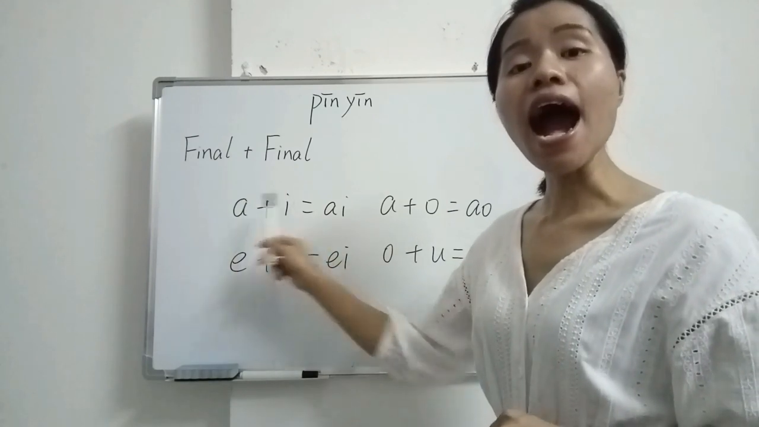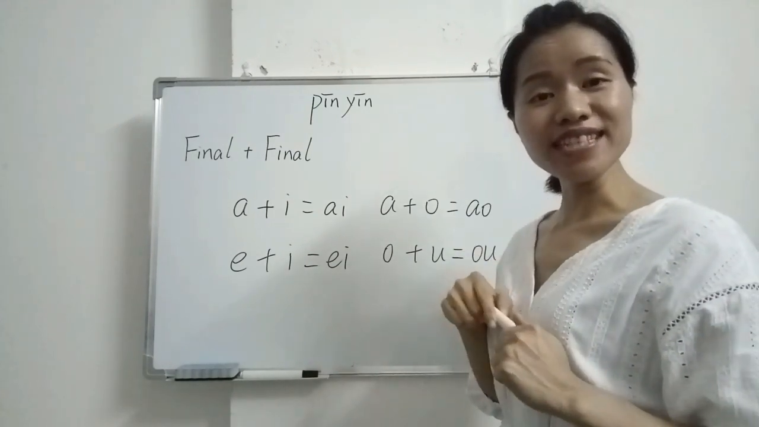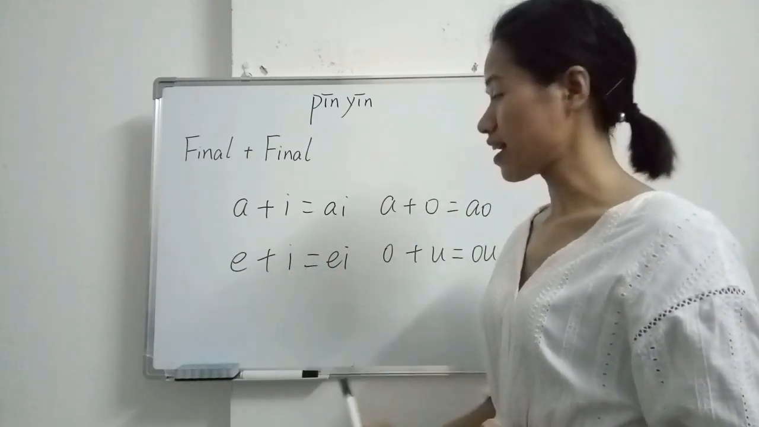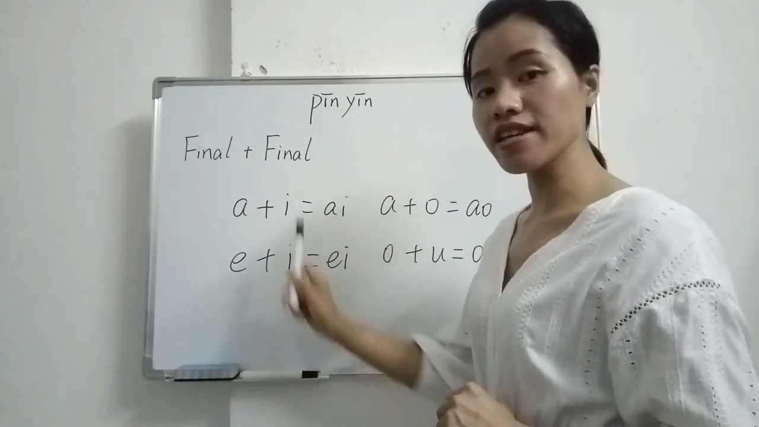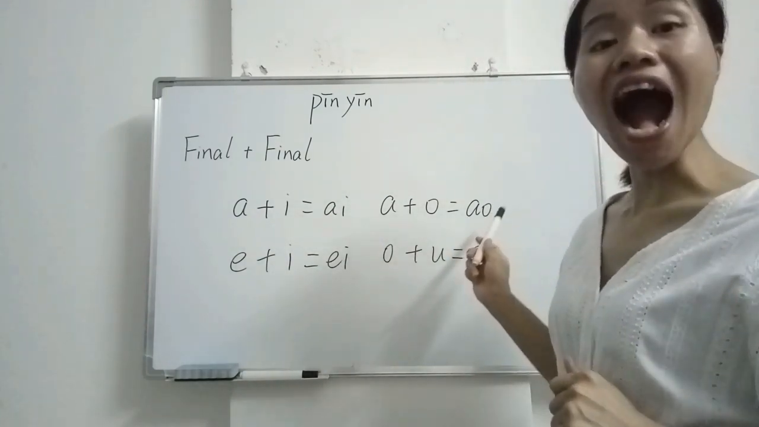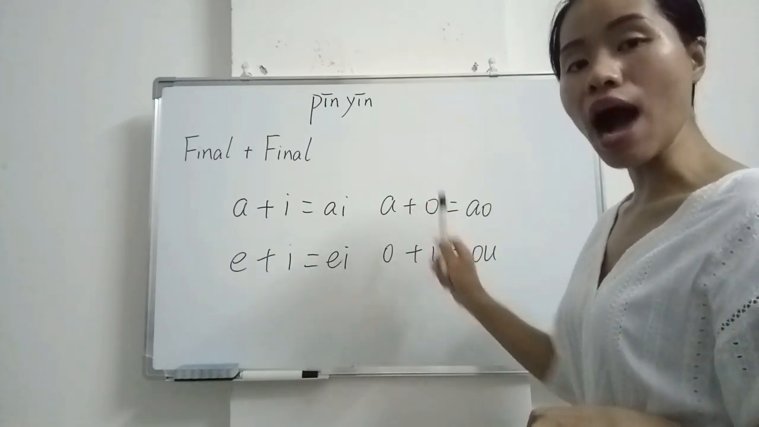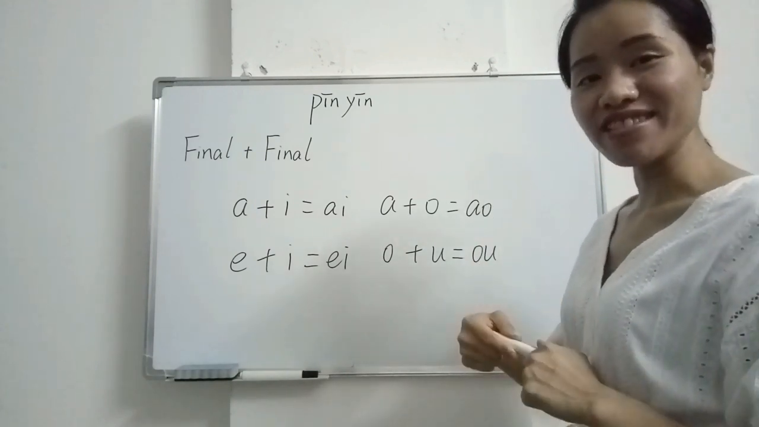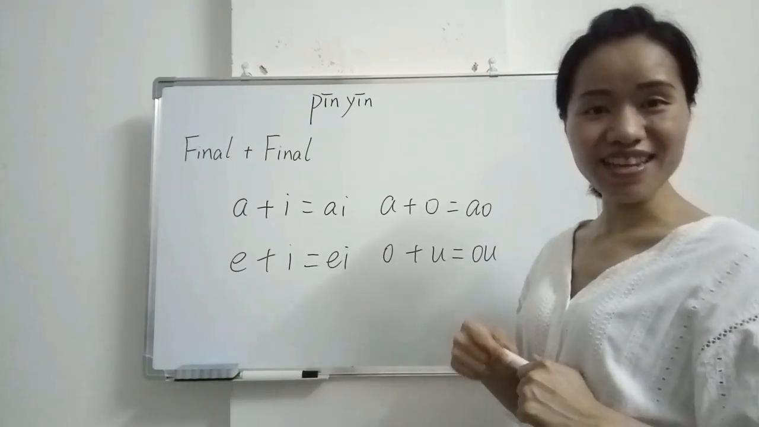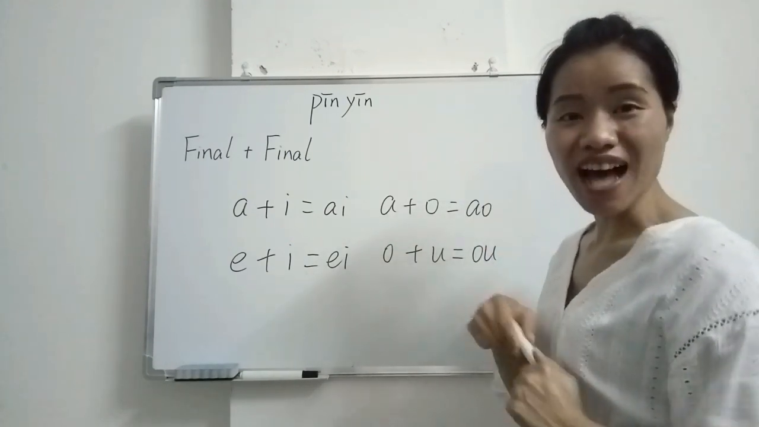A, e, a, e, a, e. Oh, we got the ai sound, right? Okay, and this one, ei is e plus i. We got the ei sound, right? And this one, ao is a plus o. A, o, a, o, ao, ao, ao. We got the ao sound. And this one, ou is o plus u. O, u, o, u, ou, ou, ou. We got the ou sound, right?